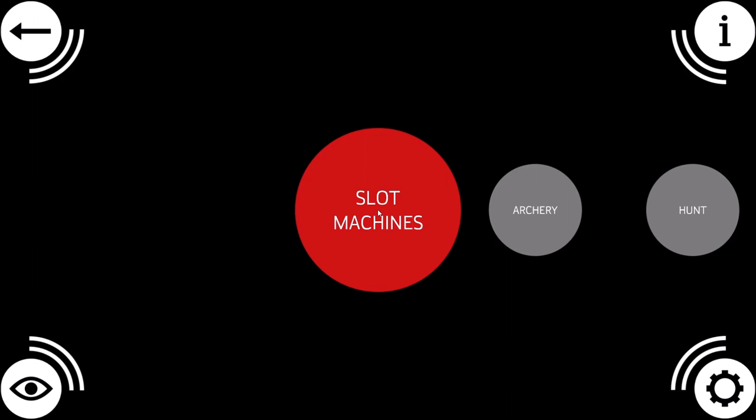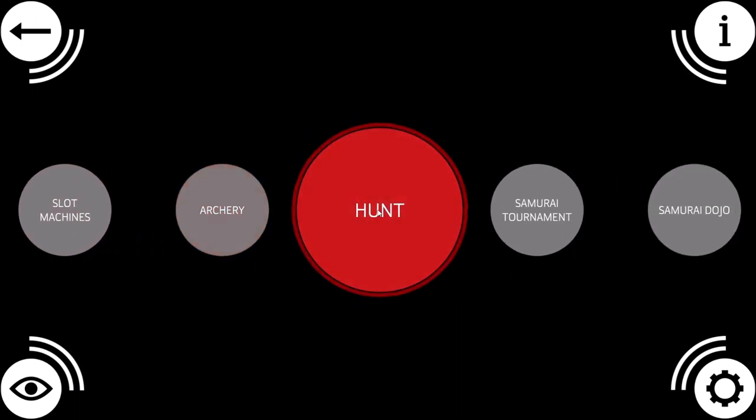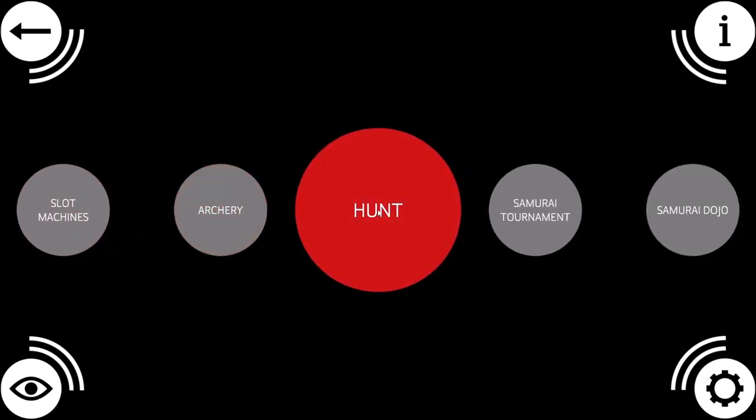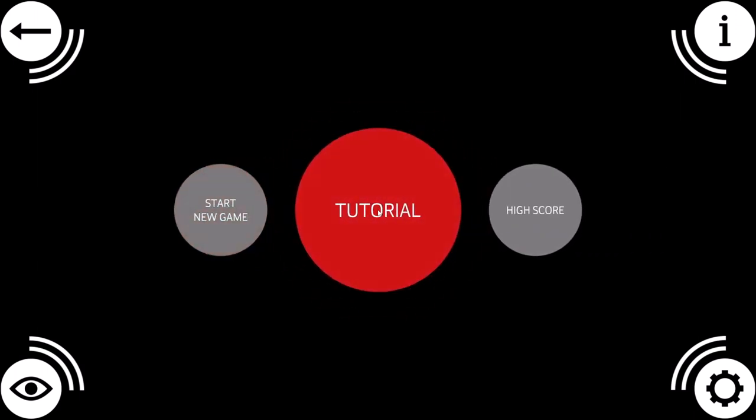If you want to know more about other games, please let me know in the comment section. I'll make different videos. So let's see. Archery. Hunt. Okay, so I'm activating hunt by pressing the spacebar key. Hunt game menu. Now listen. Start new game. Tutorial. So let's listen to the tutorial for the hunt game. Please listen to it carefully.